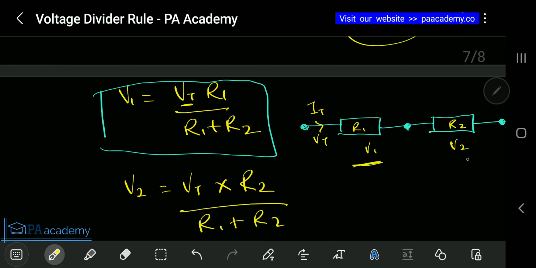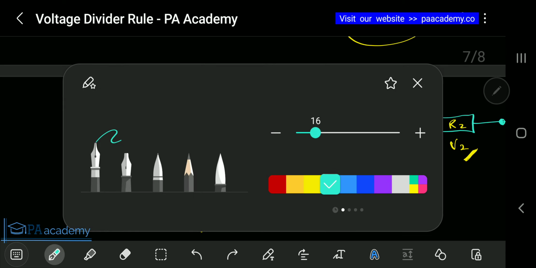Exactly. So that means once we want to get the voltage at this point on the second resistor, it is the value of the total voltage multiplied by the R2, that means the same R2 here, over R1 plus R2. Exactly. So that's just how you go ahead with getting the voltage divider rule and getting the formula for the voltage divider rule V1 and V2.